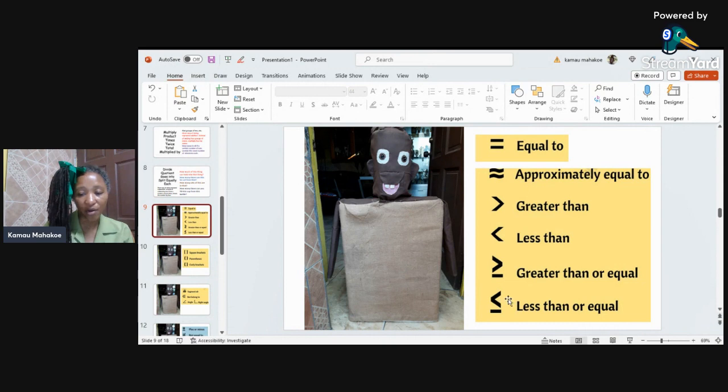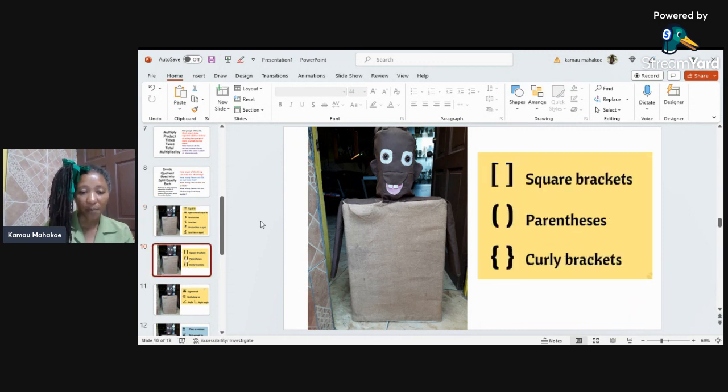If it's less than or equal to 10, then it can be 10 or less, right? Not more than 10. 10 is included in the set and all the numbers less than 10. If it's just less than 10, then you would not include 10 in the set. And that's the difference between having the equal to sign below those. Make sure you're jotting these down. You're going to need to remember these as we go along. So that's why I'm starting with the basic signs and symbols.